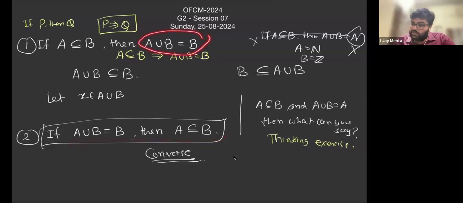Suppose we are given A union B equals B. Can we conclude that A is a subset of B? That's the converse. Let us check. What is given and what is to be proved? Now number 2.